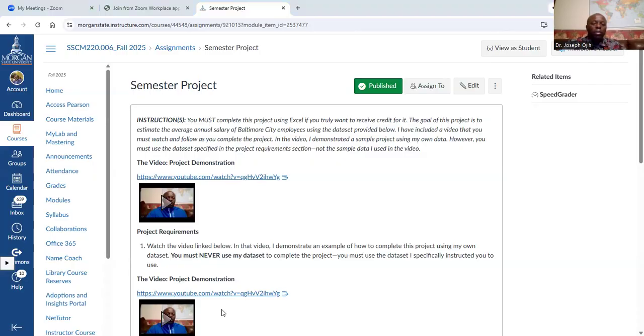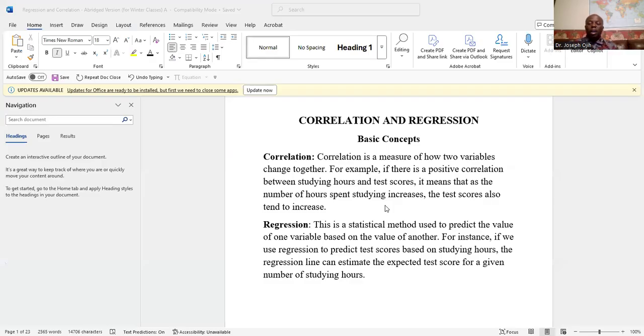Again, today we are looking at the final topic, which is correlation and regression. We'll cover simple regression today. We're going to be quick, but you're going to enjoy it because the heavy lifting part of it will be done for you by Excel.